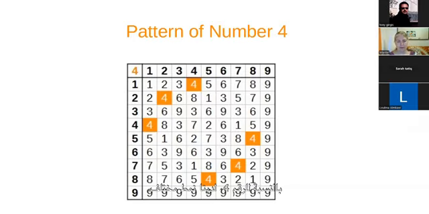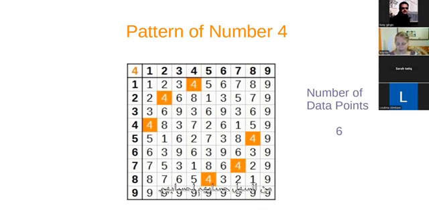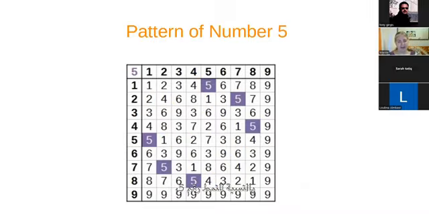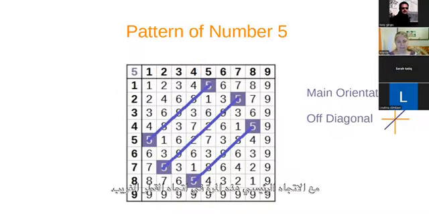For number 4, we have a different pattern. And we have 6 data points. Easy to compute, to count them. The main orientation is again in the main diagonal. For the pattern of number 5, we have again 6 data points, with the main orientation this time in the direction of the off diagonal.